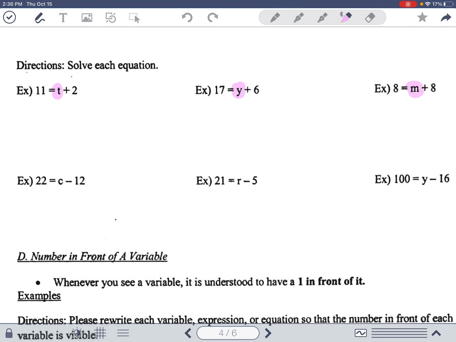I always want my variable on the left-hand side. So what I'm going to do real quick is switch sides for these 2 expressions. I'm going to keep my equal sign, and I'm going to put my t plus 2 over here and my 11 on the other side. So I'm just switching the sides that each expression is on of the equal sign. I'm going to do that in the last ones as well. There's my variable. It's on the right. I want it on the left. So I'm going to switch it.